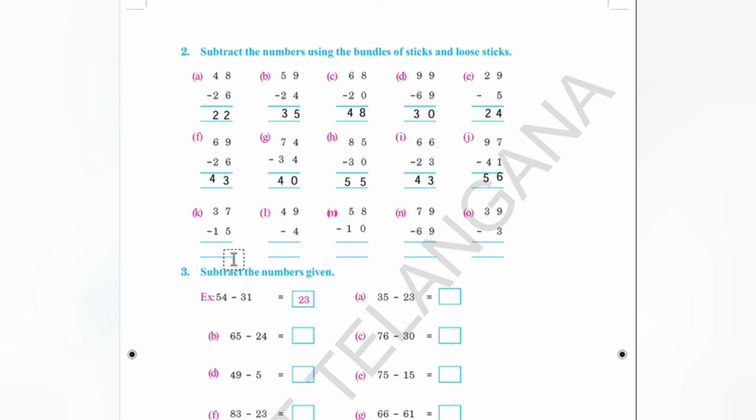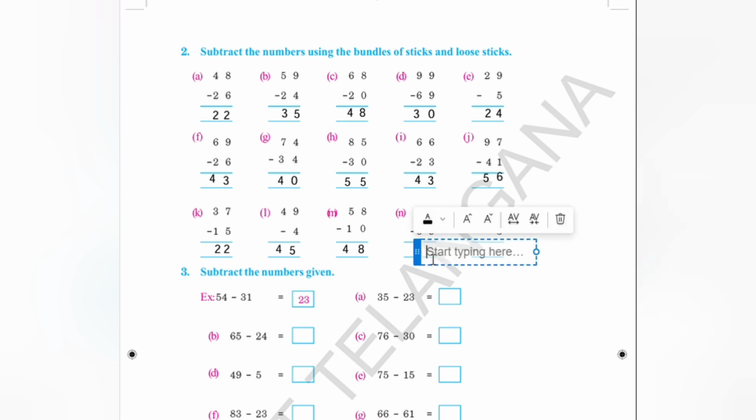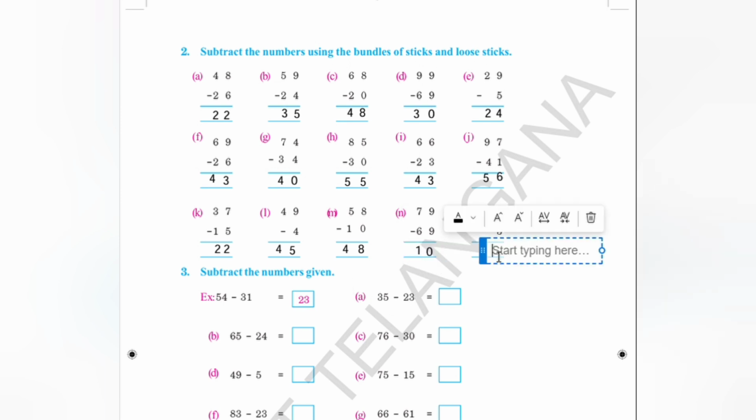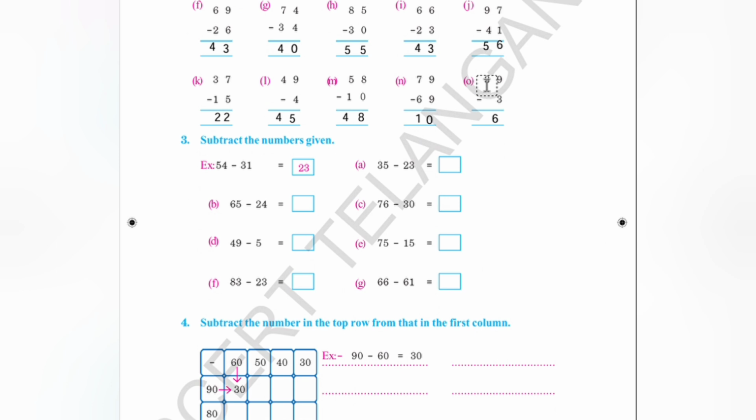37 minus 15. 7 minus 5, 2. 3 minus 1, 2. 49 minus 4. 9 minus 4, 5. 4 we have to write down. 8 minus 0, 8. 5 minus 1, 4. 79 minus 69. 9 minus 9, 0. 7 minus 6, 1. 39 minus 3. 9 minus 3, 6. 39 minus 3, that is 36. This 3 we have to write down.